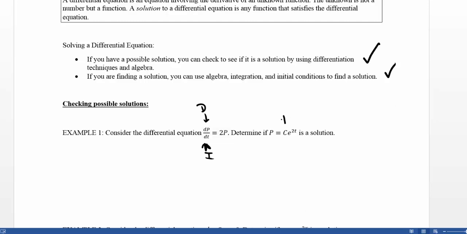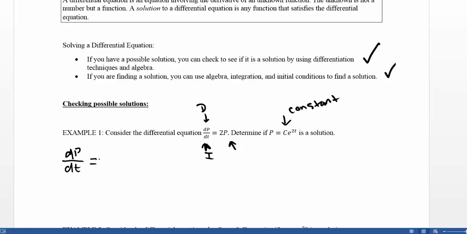So that tells me that c is just some constant, and we'll treat it like a constant. To find out if this is a solution, we need p to plug in here, which we already have, but we also need dp/dt. So the first step is to find the derivative of this function.